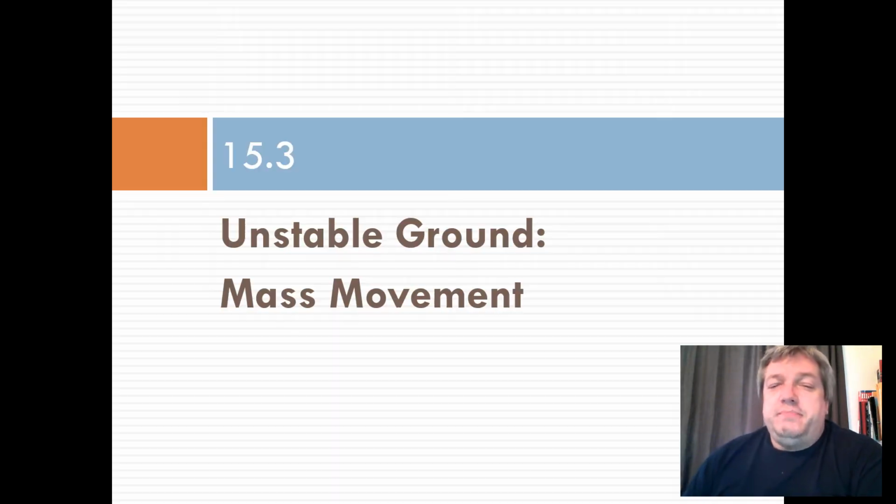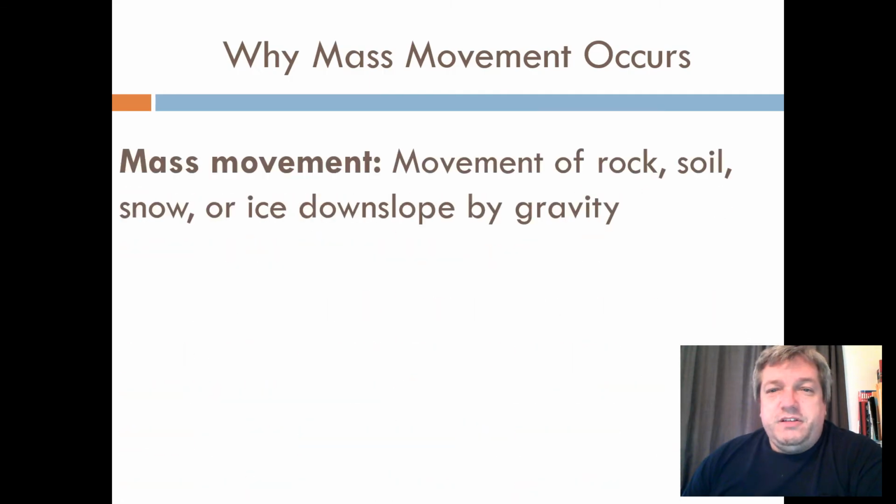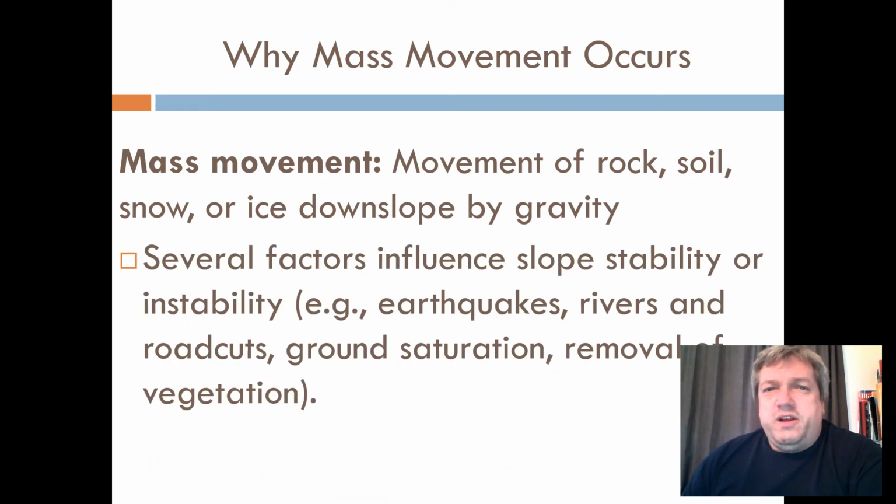All right, so we're going to head to the next one. Mass movement, unstable ground, landslides, mudslides, avalanches, and such. So why does mass movement occur? Mass movement is any kind of movement of any solid material, so rock, soil, ice, or debris, downhill. It's gravity caused. Okay? What causes it? Lots of different things.